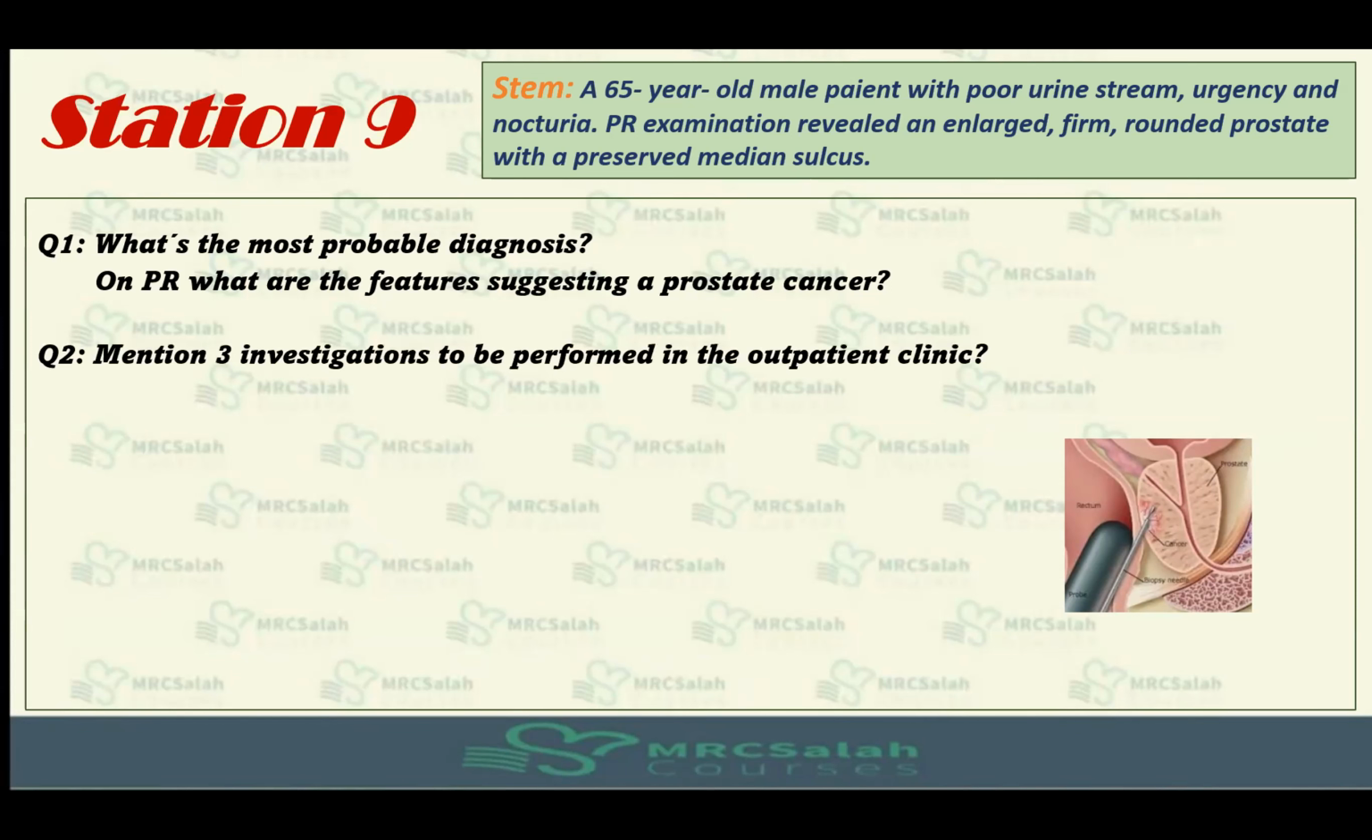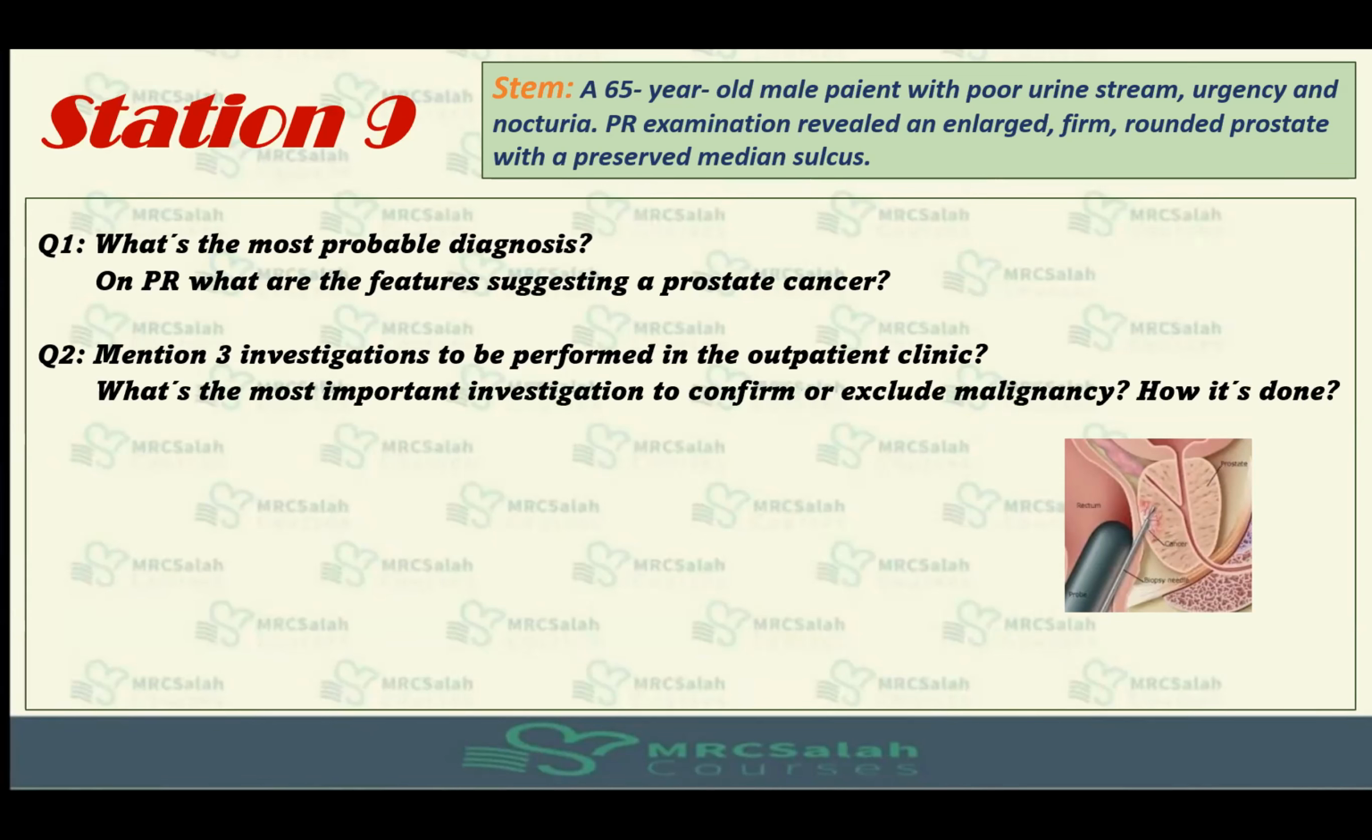Okay, Ahmed, mention 3 investigations to be performed in the outpatient clinic. Midstream urine culture and sensitivity, PSA. What else? You said 2. Midstream urine is 1. So we have 1 else. Urine culture, renal function. Of course, anyone with an enlarged prostate, you need to check for back pressure changes. Okay, great. So what's the most important investigation to confirm or to exclude malignancy?